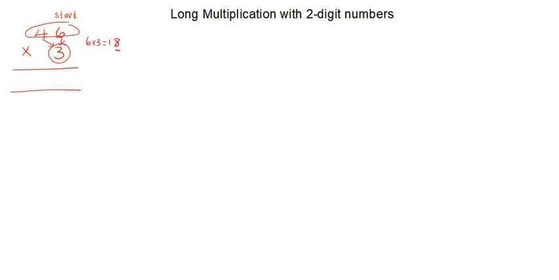Remember, we write the unit down and we carry the tens over. So we're going to write the 8 down and we're going to carry this 1 over to the next column. Then 4 times 3 we know is 12, and then we add that 1 that we carried. That's going to give us 13. Because there are no other numbers to multiply with, I'm just going to write the 13 as I see it, and the calculation has ended. My answer is 138.